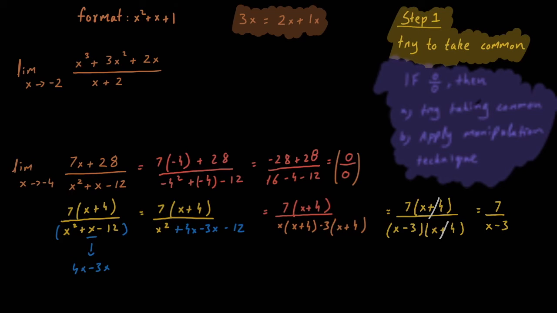Now if we substitute for x again, we will have 7 divided by negative 4 minus 3, which is 7 divided by negative 7, which is negative 1. So negative 1 is your answer.